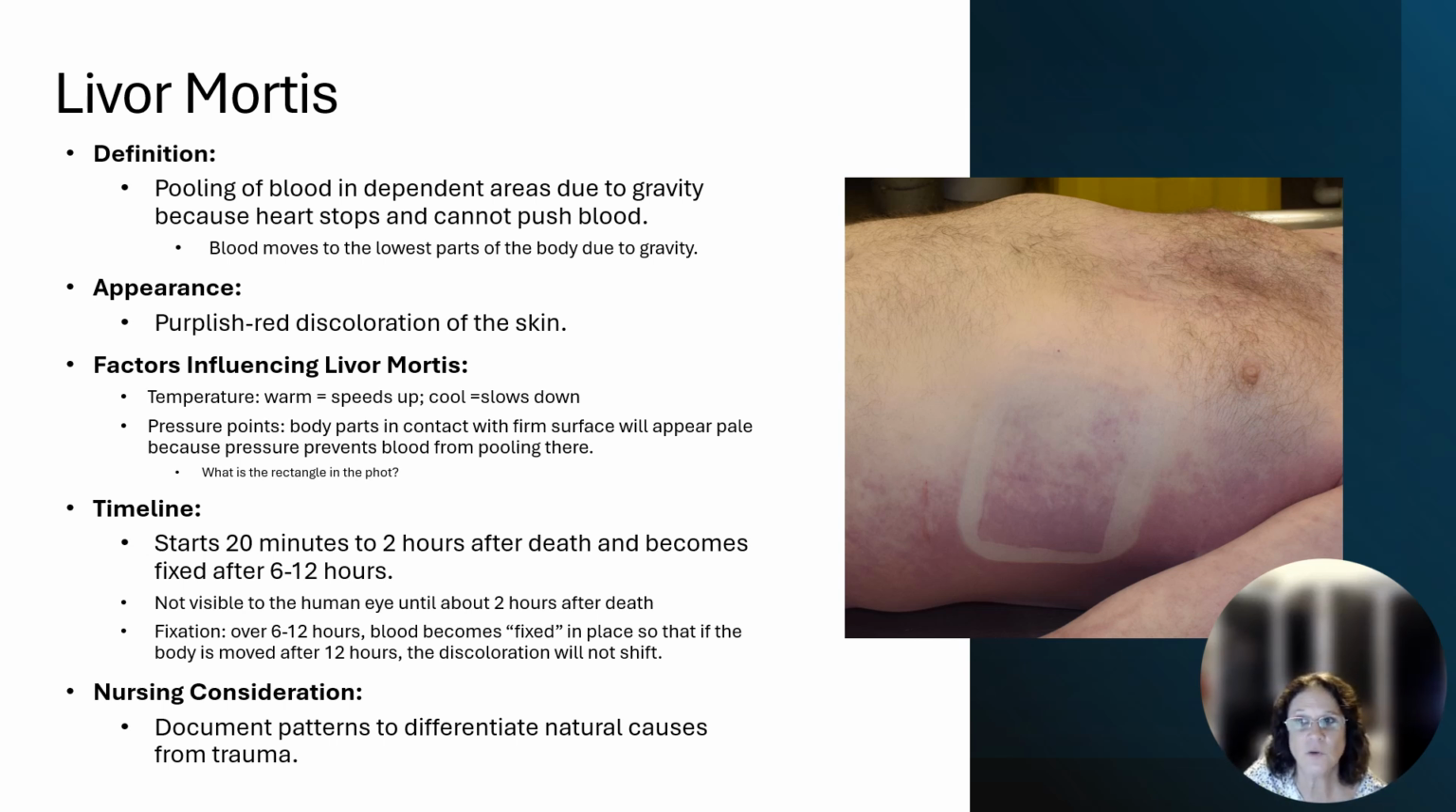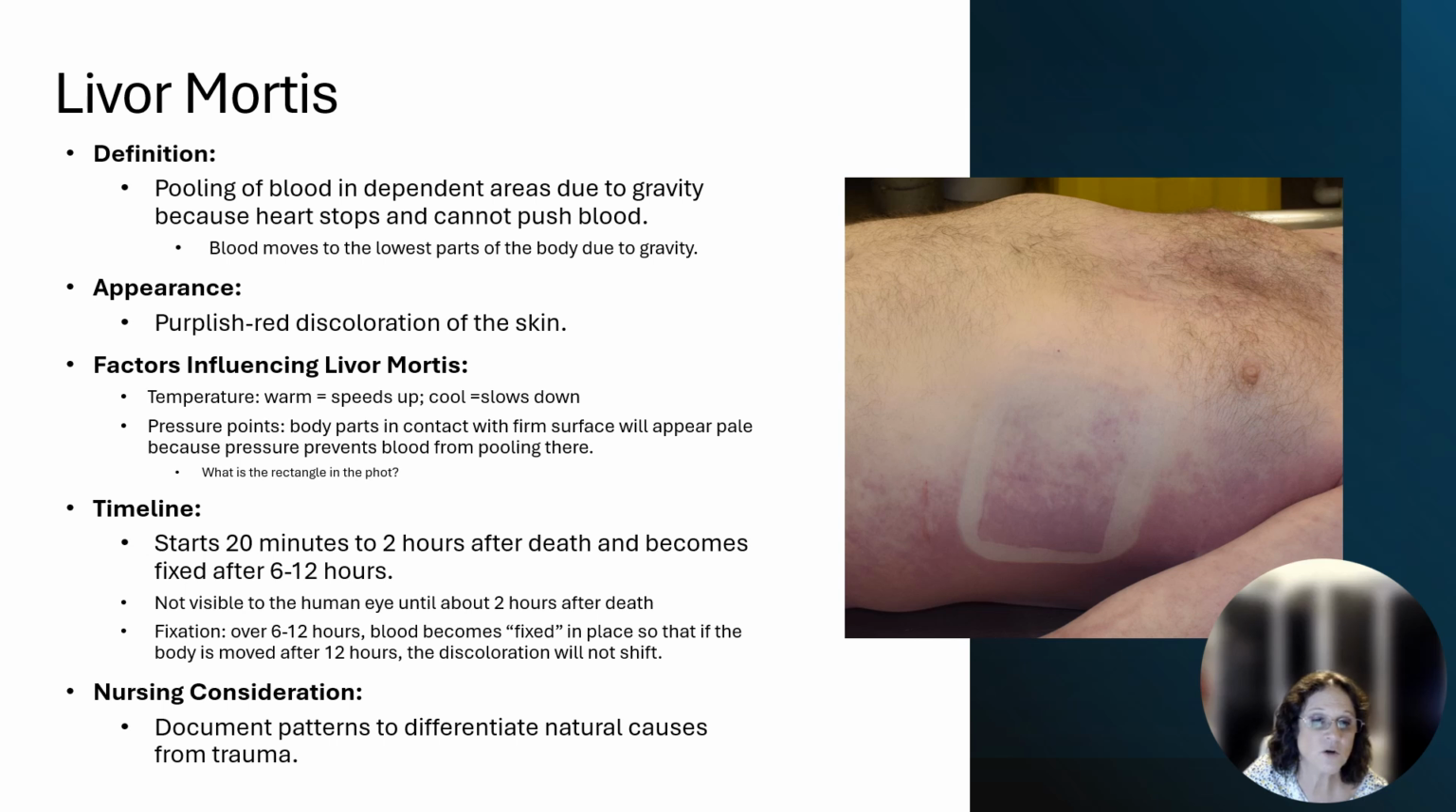So the timeline for livor mortis, it starts about 20 minutes to 2 hours after death, and it becomes fixed after 6 to 12 hours. Until up to about 2 hours, you can't even see it with the human eye. It takes a while for it to be fixed in place. So it's about 6 to 12 hours before we can actually see it. After 12 hours it is not going to shift, even if you move the body.